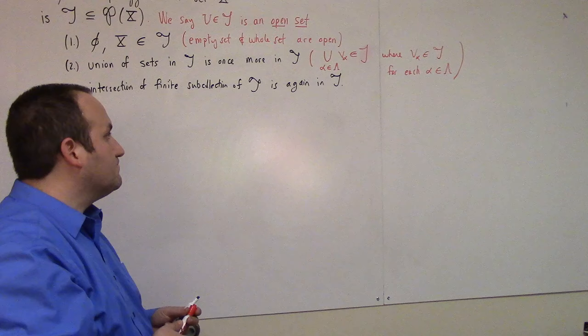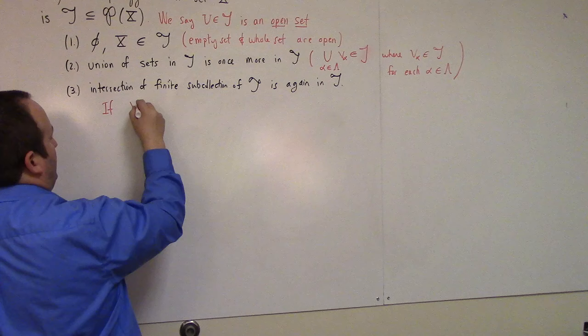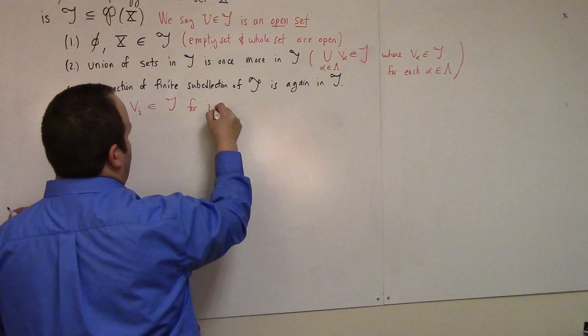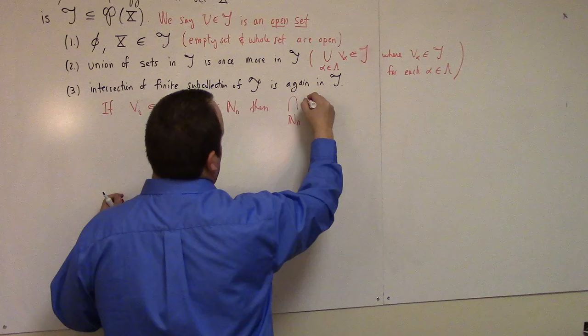Okay. And then the third thing here is finite intersections. So let's say V sub i is an element of tau for i in 1 to N, then the intersection over i of V sub i is once more an element of tau.